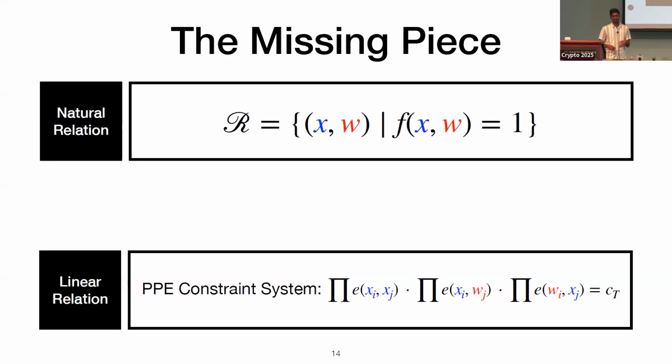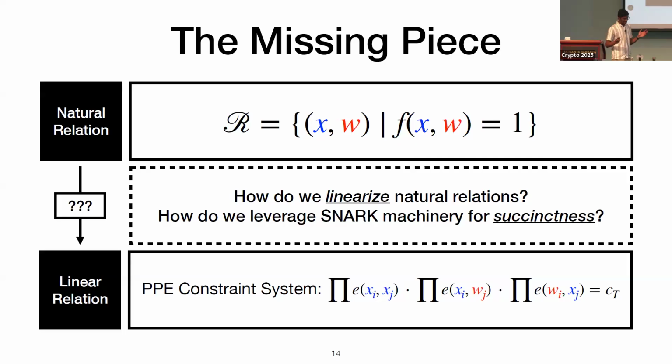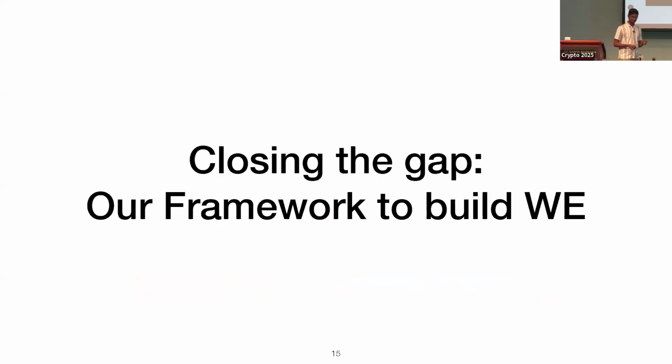You would define some sort of natural relation, which is maybe like a function or a circuit, and then you need to figure out how to make it linear. But at least a priori, it's not at all clear how you automatically do this, right? And also, unless you're familiar with how to get succinctness and so on by using the SNARK machinery, it's hard to really leverage these linear relations.